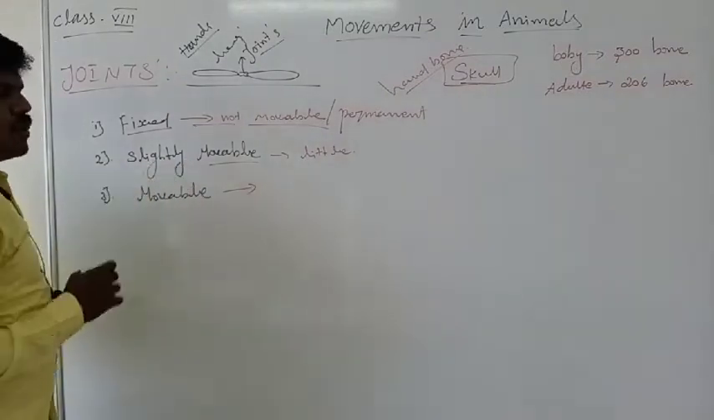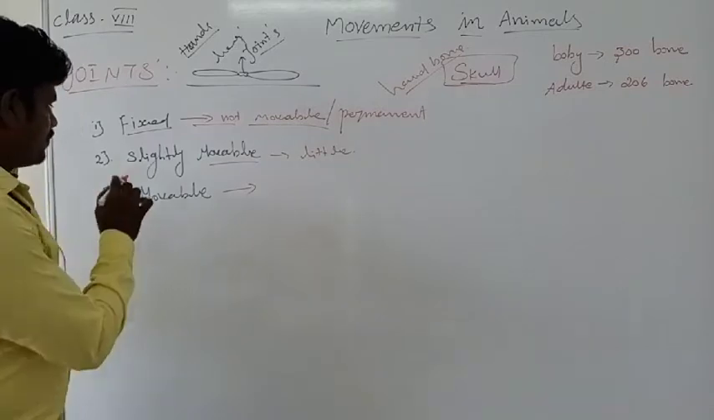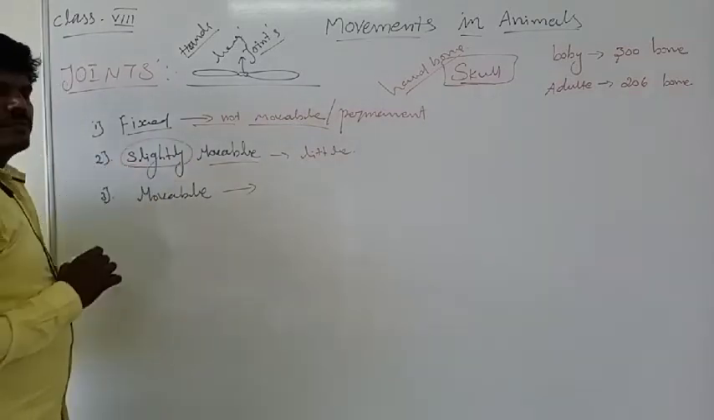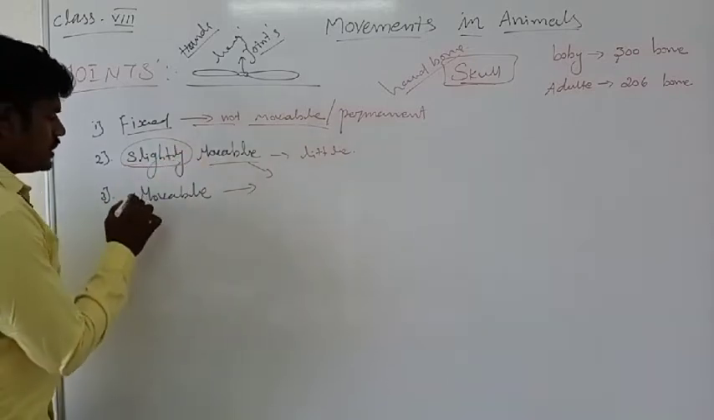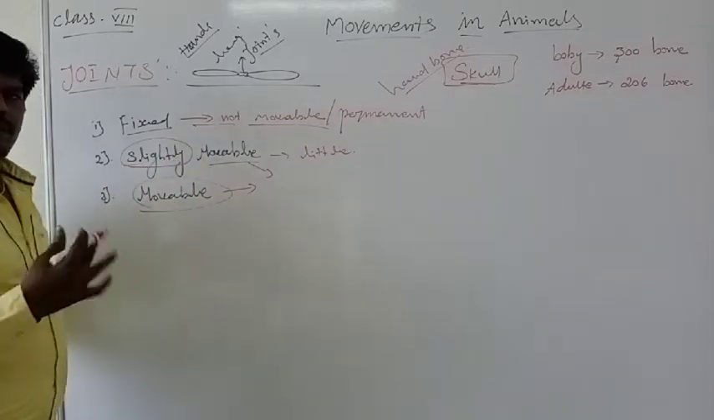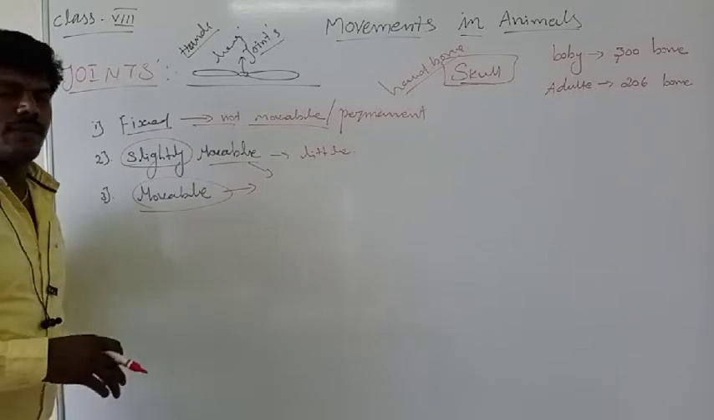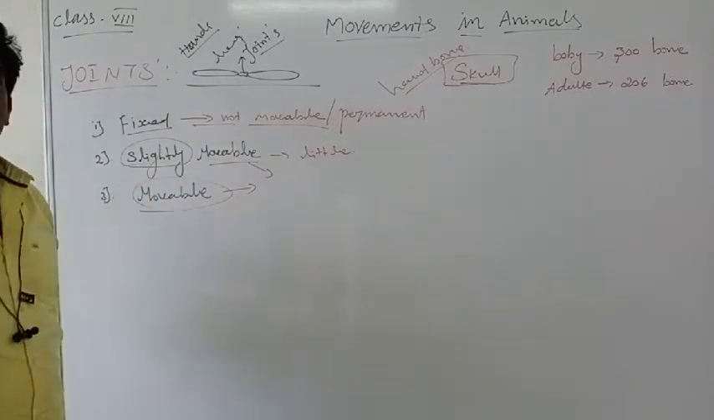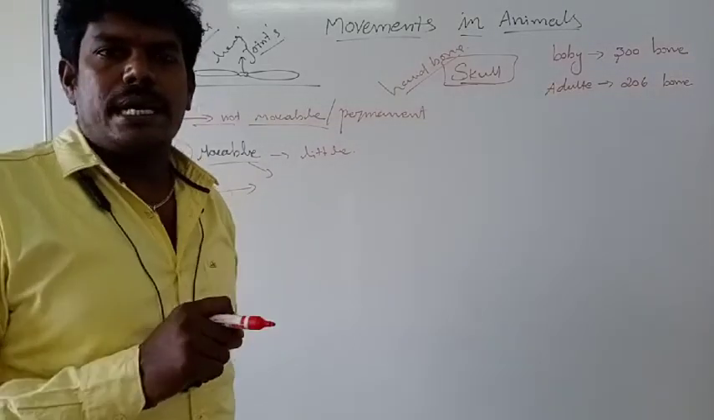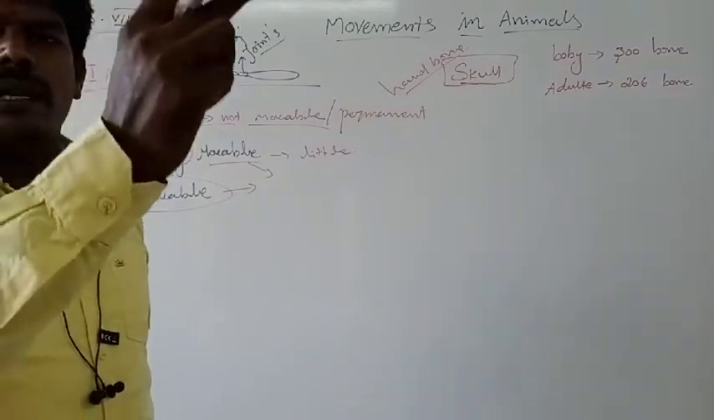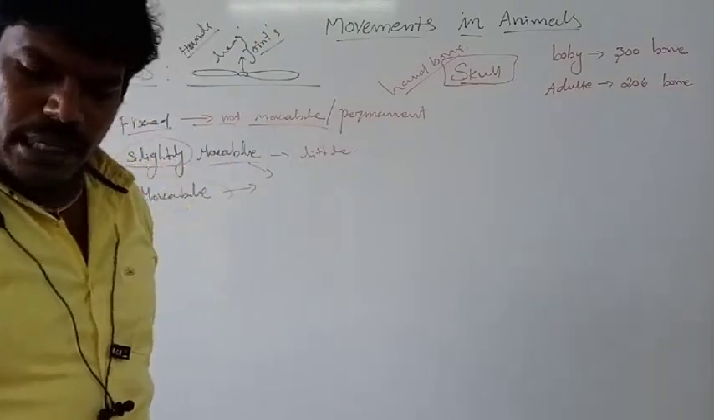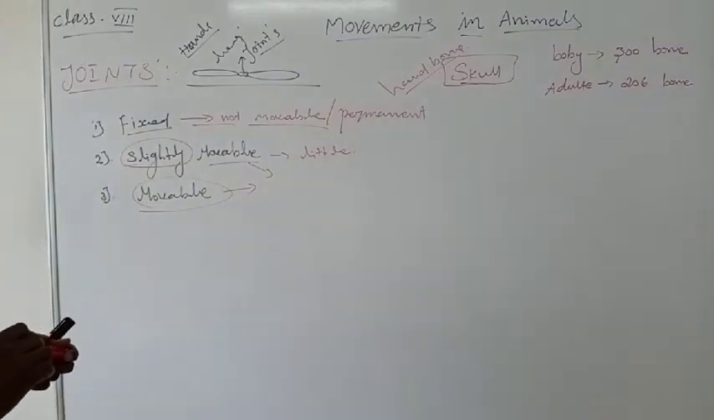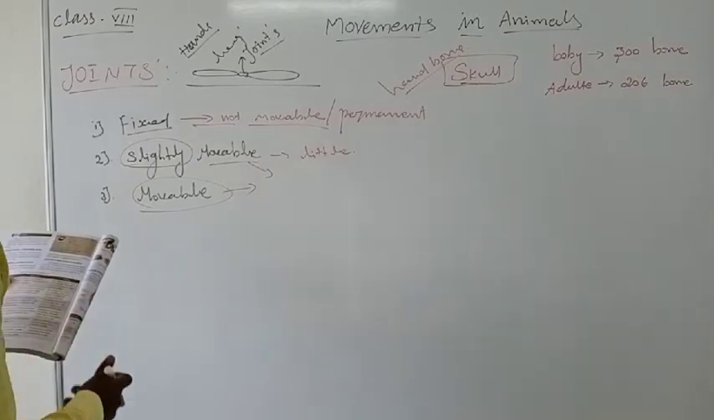Slightly movable means a little bit. Movable means it will move in any direction; movable means flexibly, moving actively. On the basis of movement, joints are classified into three types: fixed joint, slightly movable joint, and movable joint. I will explain them one by one. First, the fixed or immovable joint.